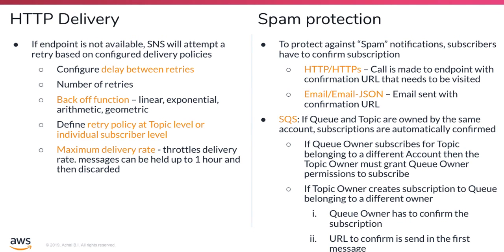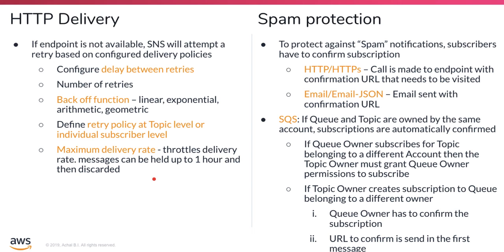Whenever you're doing HTTP delivery, you could configure a delay between retries, because if there is any delivery failure, then you could set how many times the retries have to happen, and the back off function that it has to use. It might be linear or exponential. Linear, as you know, if you set 5 seconds, for every 5 seconds it would keep retrying, and if you set exponential, then it would grow exponentially, like 2, 4, 16, or 8, 16, something like that. It would use those functions to do the number of retries.